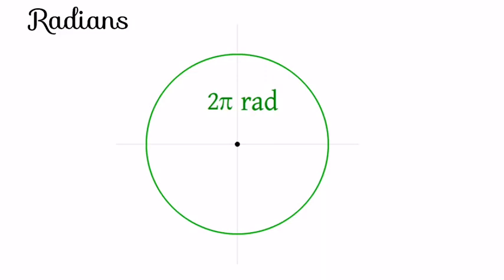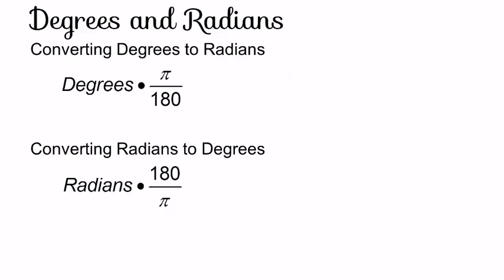So the important thing to remember here is that when we're converting between degrees and radians, if I have a degree measurement and I want a radian, I'm going to multiply times pi over 180. If I have a radian measurement and I want to convert to degrees, I'm going to multiply times 180 over pi.